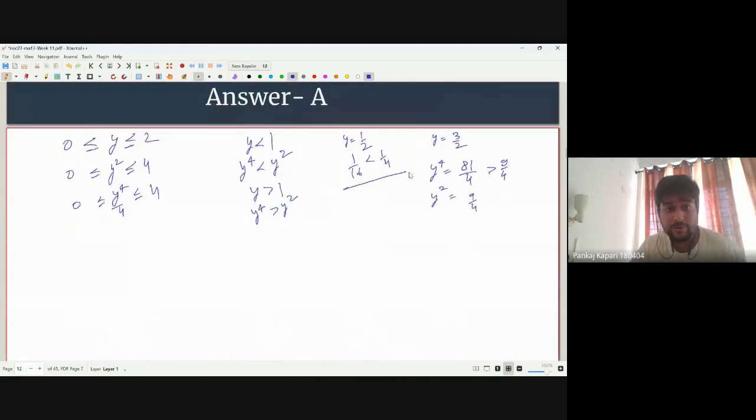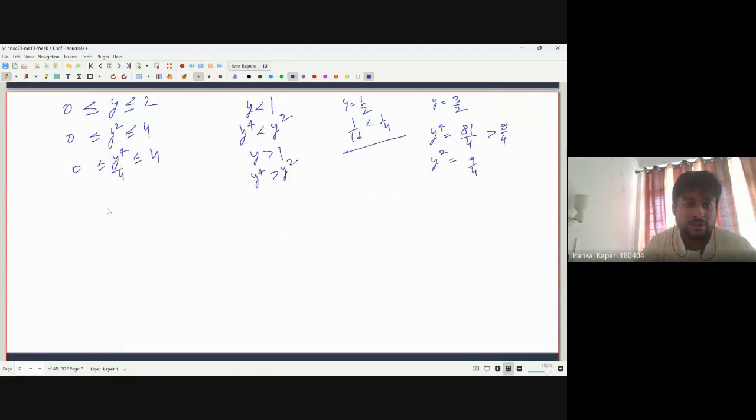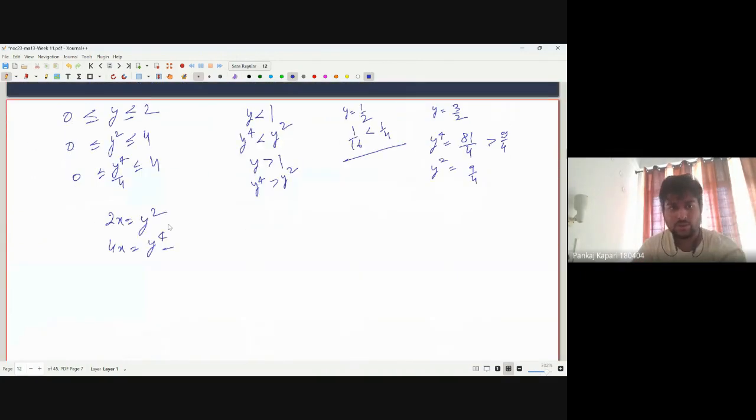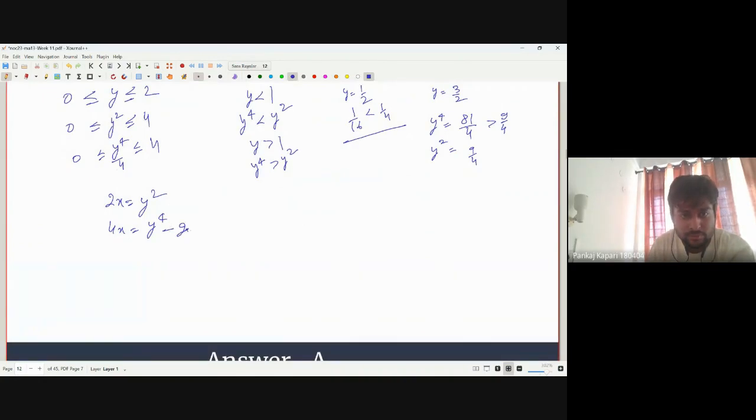So let's check what is happening at y equal to 1. One curve we have is 2x equal to y square, and another curve we have is 4x equal to y to the power 4 minus 2y square. So if you put y equal to 1, that implies that x must be equal to half. And here if you put y equal to 1, this will imply that x is equal to minus 1 by 4.